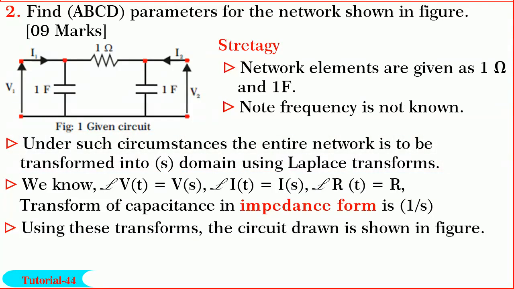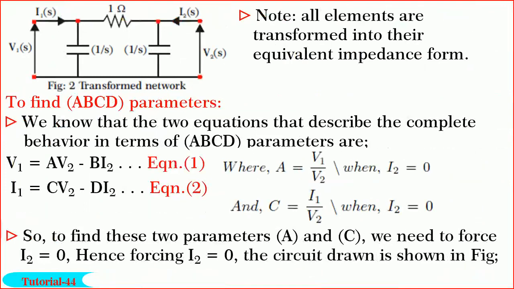We know that L of v of t is equal to V of S, L of i of t is equal to I of S, L of R is equal to R, and the transform of capacitance in impedance form is 1 upon S. Using these transforms, the transformed circuit is shown in the figure. Note that all the circuit elements are transformed into their equivalent impedance form.